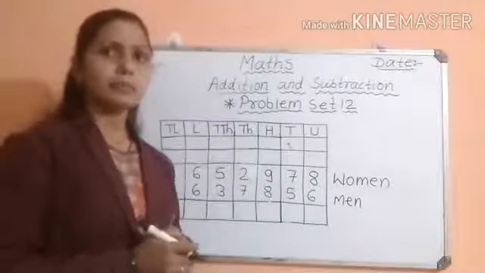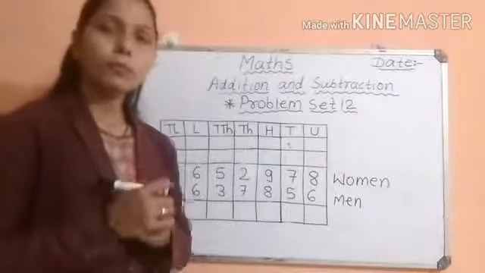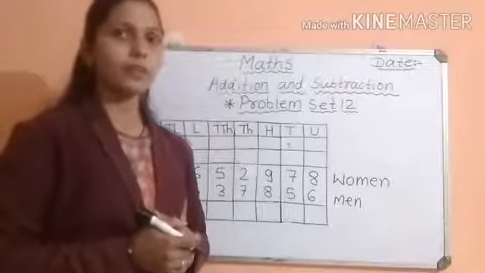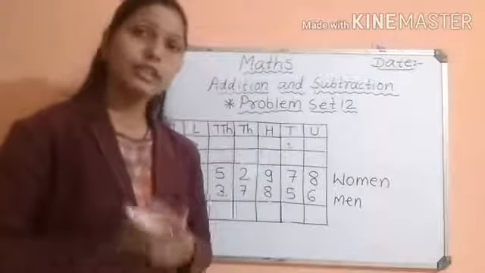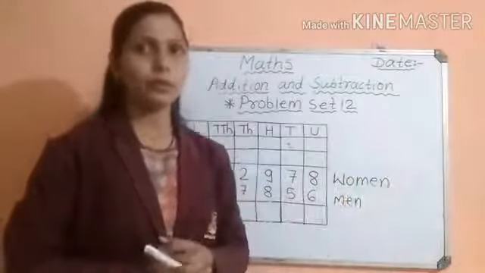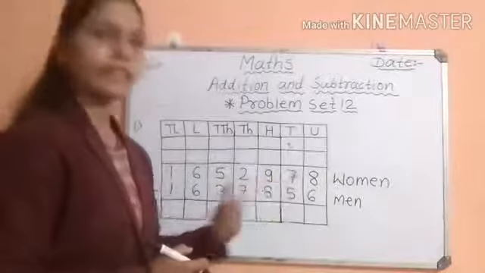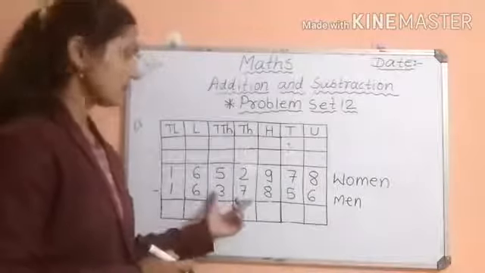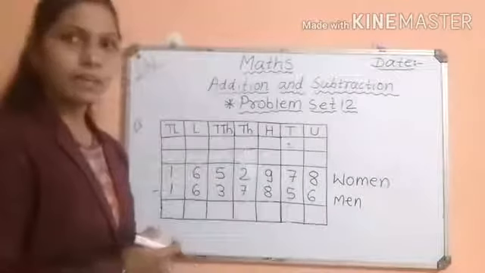Okay, exceed means how many more. Here see, the number of women is bigger than the number of men. Here we have to take out the difference. So, if the number of men is given firstly, still we should write the bigger number first, that is the number of women. What is the number of women? 16,52,978 and the number of men 16,37,856.